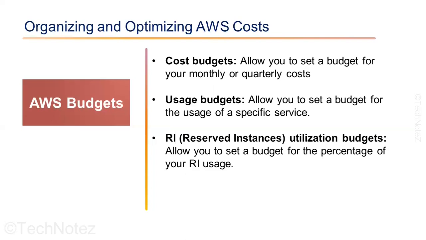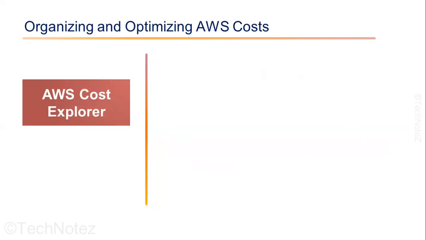You can set custom budgets that alert you when your cost or usage exceeds your budgeted amount. This can help customers stay within their budget and avoid unexpected charges. If you are an AWS learner, you should definitely set your AWS cost budget to avoid the unexpected bill at the month end. Next, let's talk about the AWS Cost Explorer.